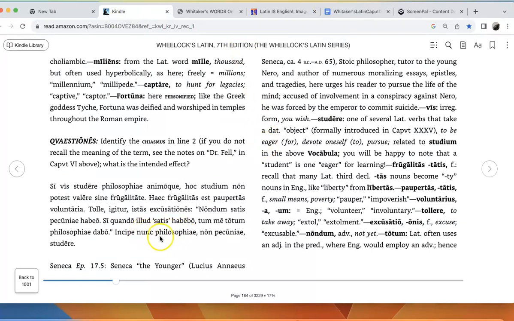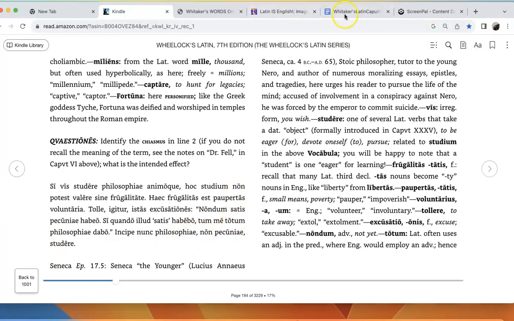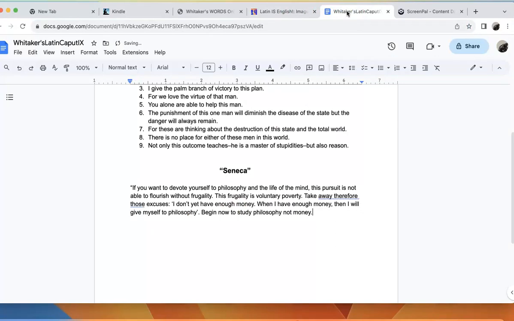All right, so begin now to study, studere, philosophy, because remember, study requires the dative, so that's why we have dative endings here, and then not money. Which is true in one sense. You can study, I mean, you can study economics, you can't study business. Why? Because money and business is something you do. It's not something that you can study in any deep way.